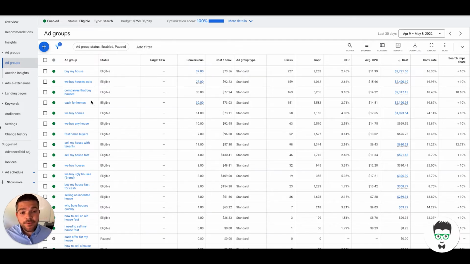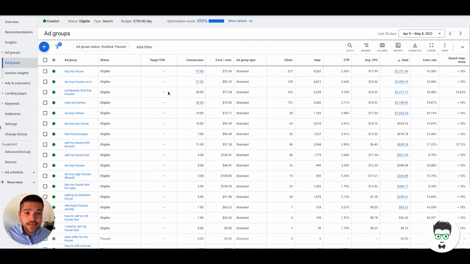So buy my house, we buy house as is, companies that buy houses. So as you can see here, companies that buy houses, this ad group would have all keywords that associate with that. And then inside of that, there would also be associated ads themselves that are communicating on that exact same thing as well.